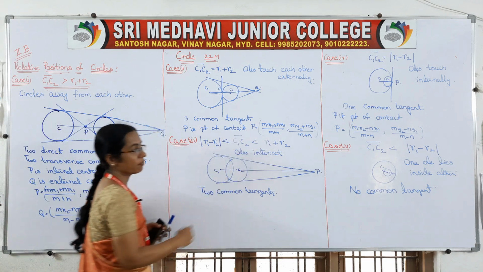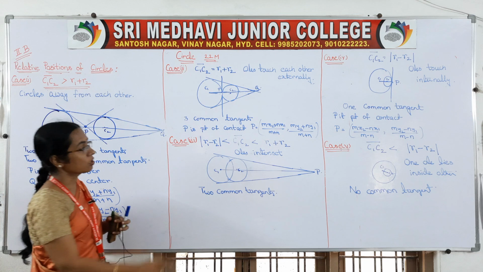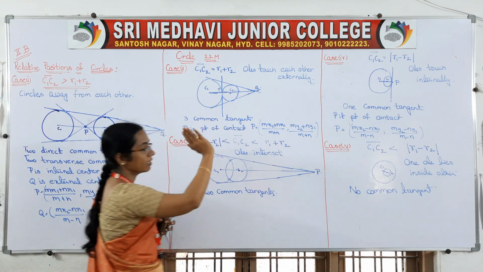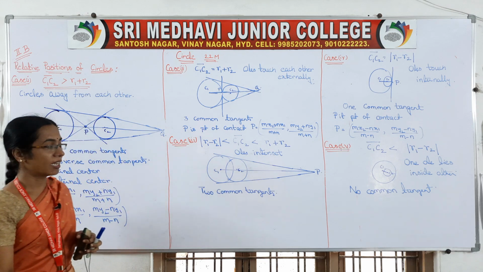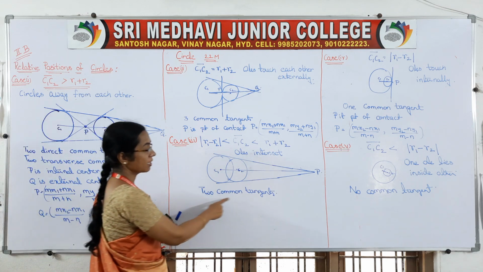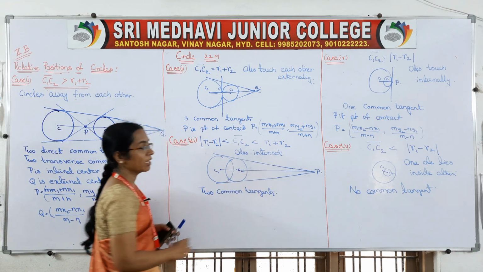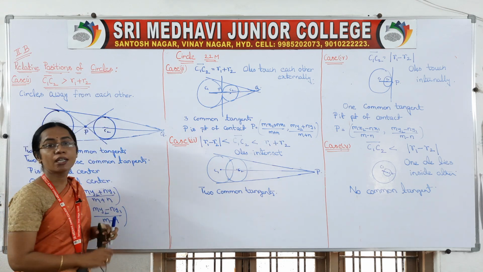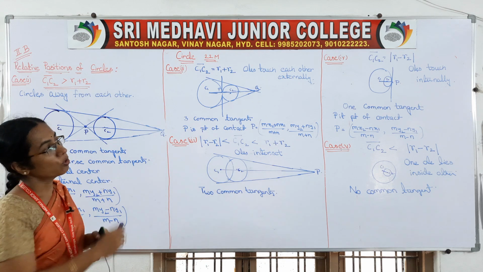Then you compare with the radius values. Suppose this condition is satisfied, then we will write the circles will intersect. And how many common tangents will be there? 2 common tangents will be there, right? So this is your third case. Come to the fourth case.